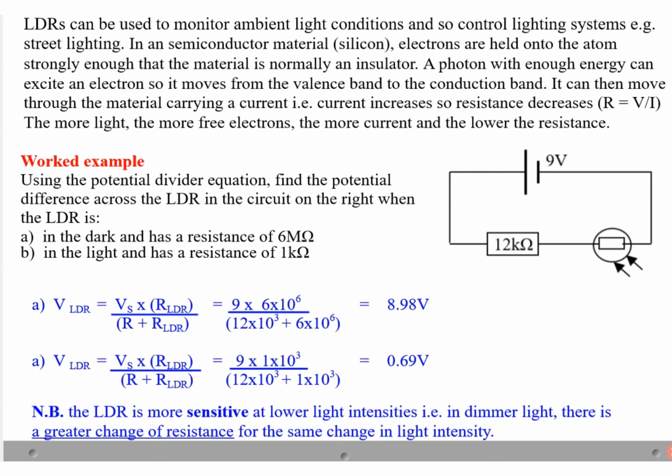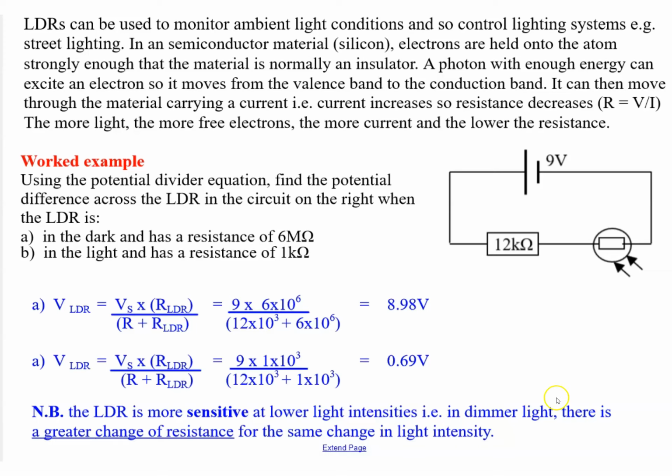However, if we increase the light intensity and we reduce the resistance of the LDR to 1 kilo, then we can change 6 mega to 1 kilo. We can do the calculation again and we get 0.69. Again, that shouldn't surprise us. As the light intensity increases, the resistance of the LDR has decreased substantially.